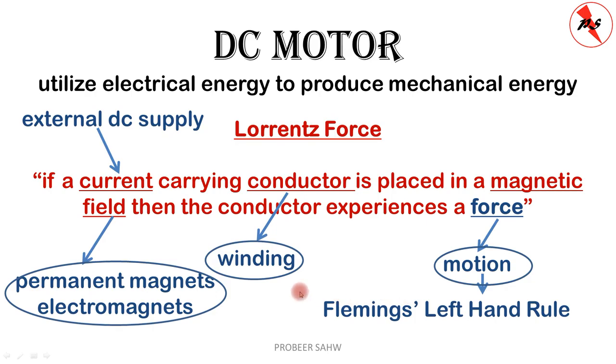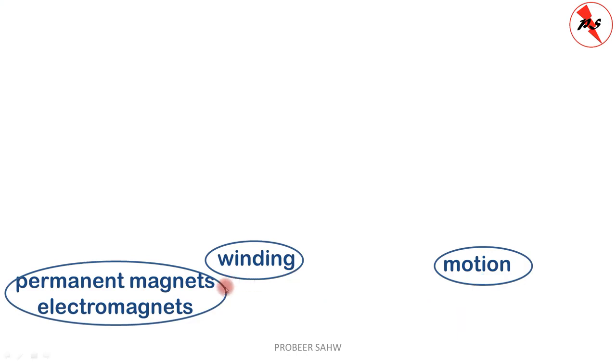Again in this discussion, winding, magnets and motion are the most important part. If there is a winding in which a current flows and it is inside magnetic field created by a magnet, then motion will be produced in the winding. So this is the working principle of DC motor. So we know that there are three most important parts in a DC machine, either a DC generator or a DC motor: the magnets, winding and motion.